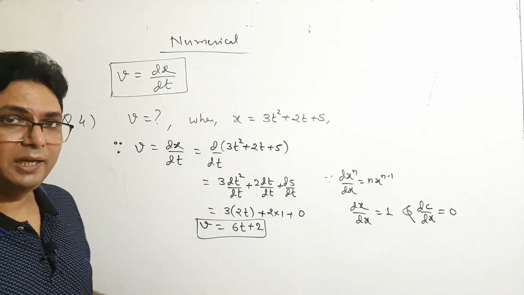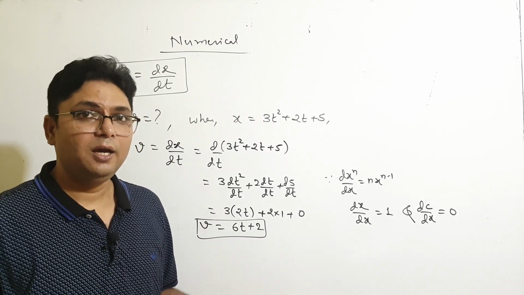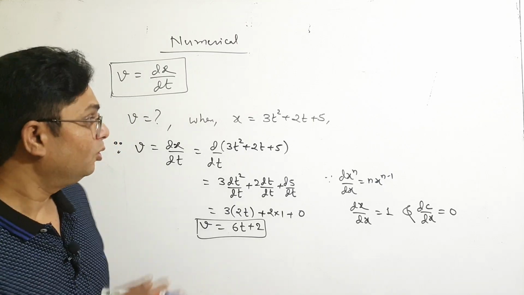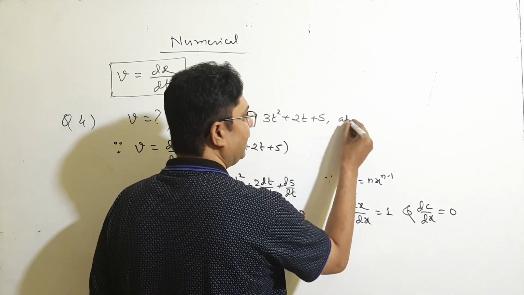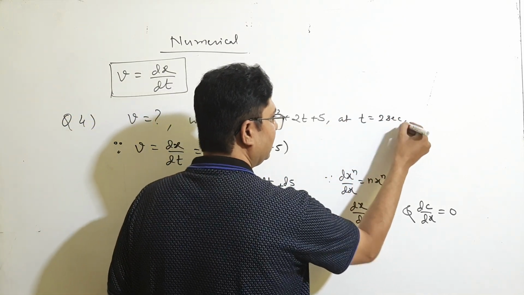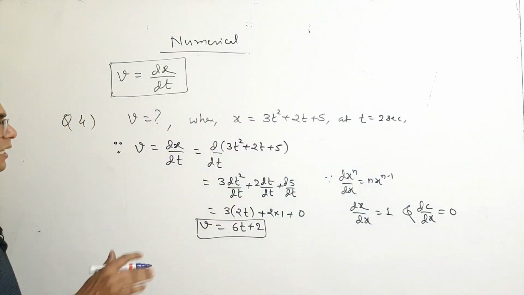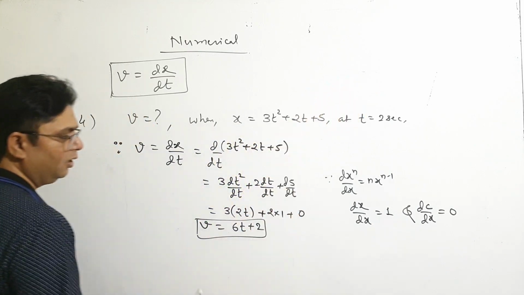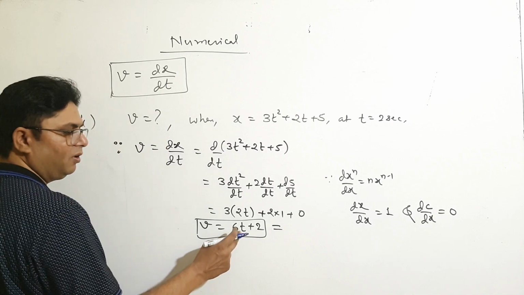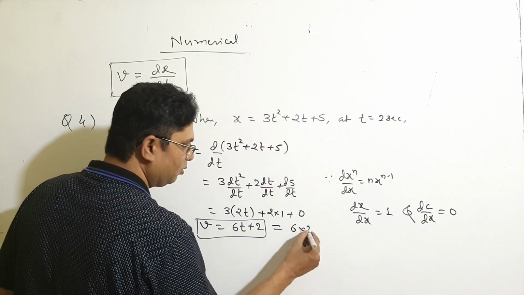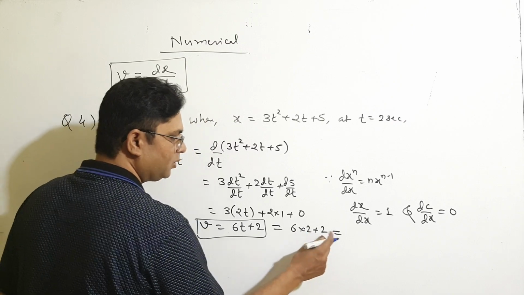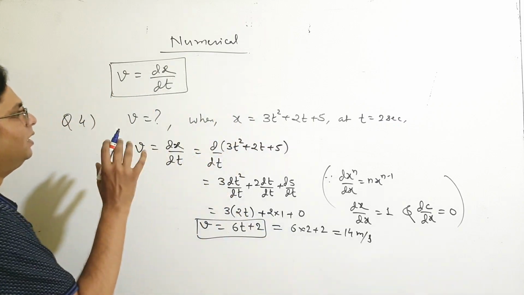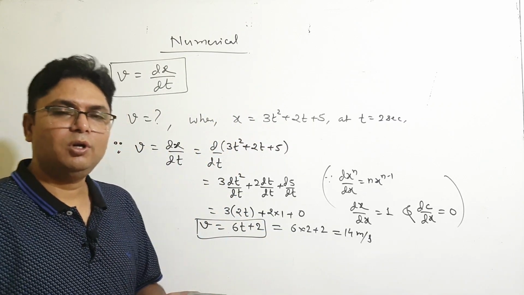Now here, for instantaneous speed, we are not taking direction. As I said, instantaneous speed is the speed at a particular time. So in this question, if it is given that at time t equals 2 seconds, this means the question is asking what is the instantaneous speed when distance is a function of time, at time t equal to 2 seconds. So after finding this, you write the value of t as 2 seconds. So you have 6 into 2 plus 2, 12 plus 2, equals 14 meter per second. Thus you get the value. This is the way to solve numericals based on instantaneous speed.